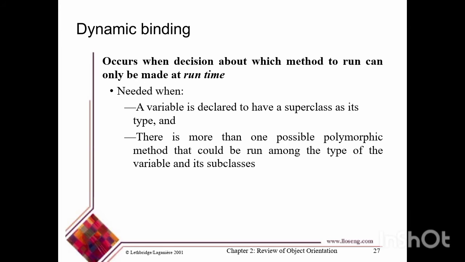And dynamic binding. After overriding, we have the concept of dynamic binding. Runtime linking, that is, dynamic binding, occurs when the decision about which method to run can only be made at runtime. It is needed when a variable is declared to have a superclass as its type and there is more than one possible polymorphic method that could be run among the type of the variable and its subclasses. Already the concepts are covered, that's why I go a little fast.